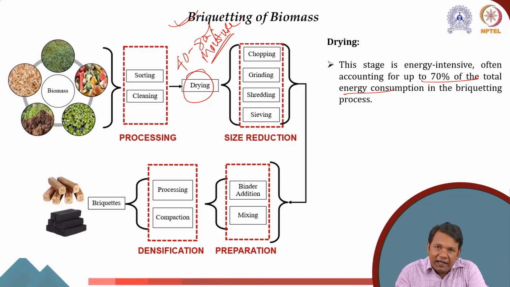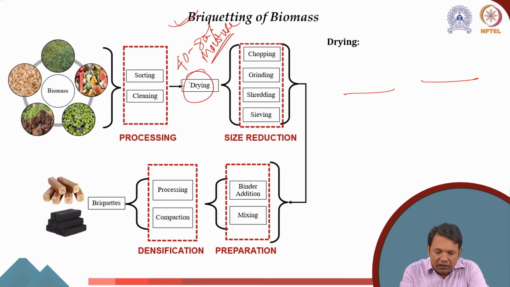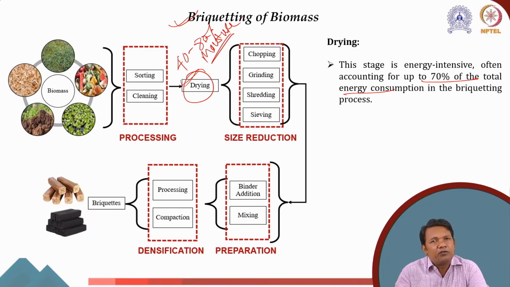So if you are getting coffee husk, groundnut shell or rice husk, even at a 1 rupee higher cost, your drying requirement will reduce, and then eventually you will be making profit out of that. So this is also one trade-off: what kind of biomass with what percentage of moisture I should buy, so that my processing and drying part becomes easier and less expensive.